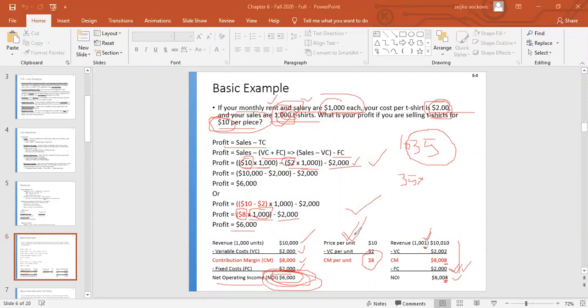So the point is that nothing is changing with fixed costs here, right? And again, this is all chapter 1.